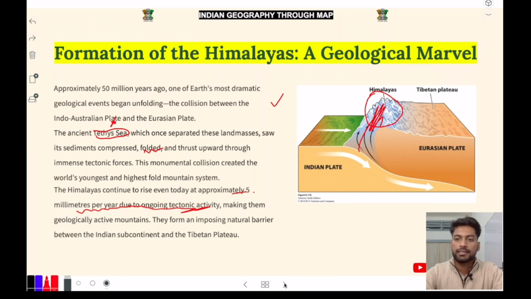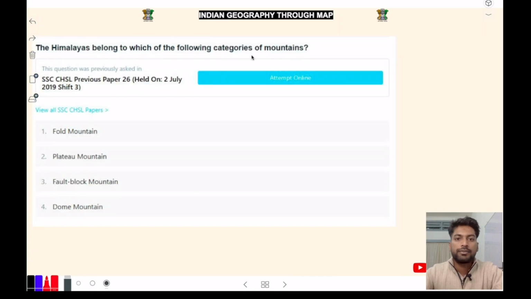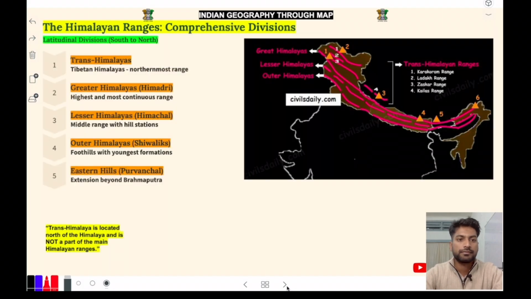Chalo, next. Himalaya comes under which of the following categories? Fold mountain. See, fold mountain has come. Himalaya is a fold mountain. Okay, chalo, next. Now we will be learning the division of Himalaya. Himalaya can be divided in 4 parts.